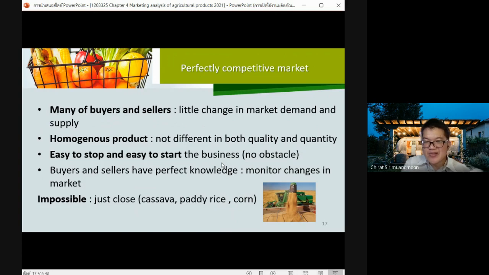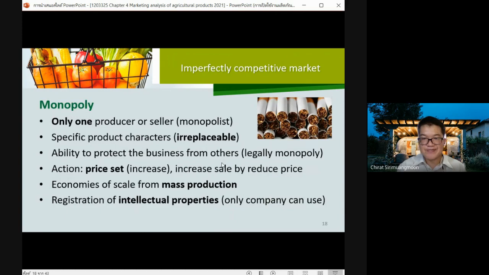Easy to stop and easy to start is correct because you can just jump in and jump out if you don't want to. There are no laws or regulations. And last one, buyers and sellers have perfect knowledge. Yeah, because in all three markets here, they need to know very well, like if the price changes, or if we have some situation, how you are going to solve the problem. So this is the first one, perfectly competitive market.